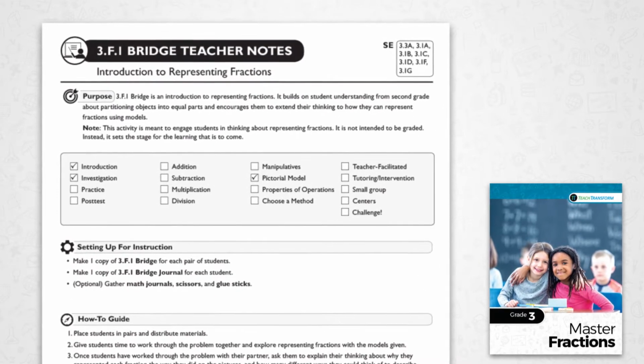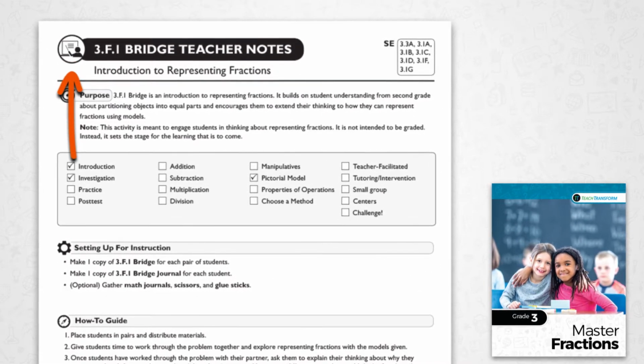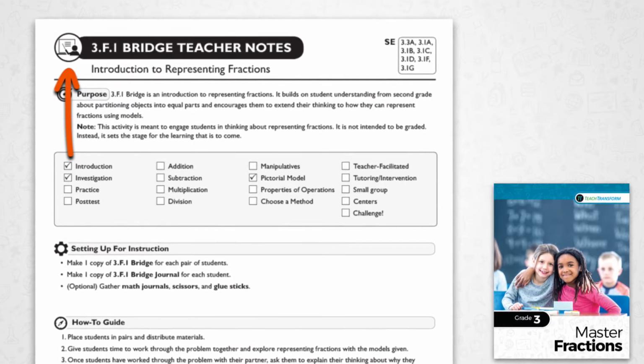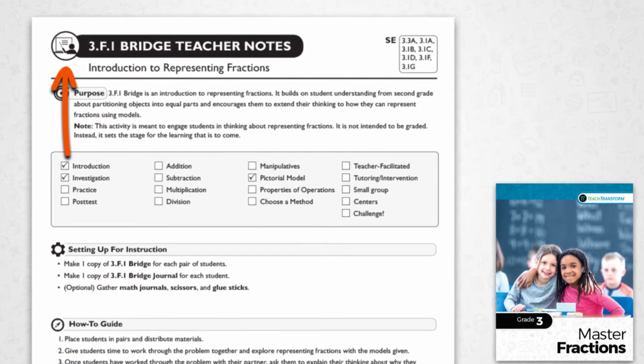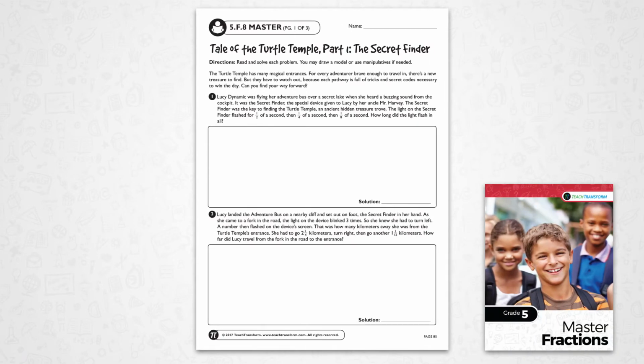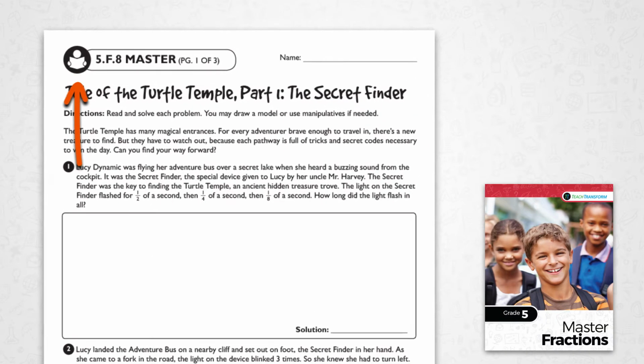See the icon that the orange arrow is pointing at? That's our teacher icon. So anytime you see this, you'll know you're on a teacher page. The student pages have an icon of a student holding a book. These are the pages that the students write on.